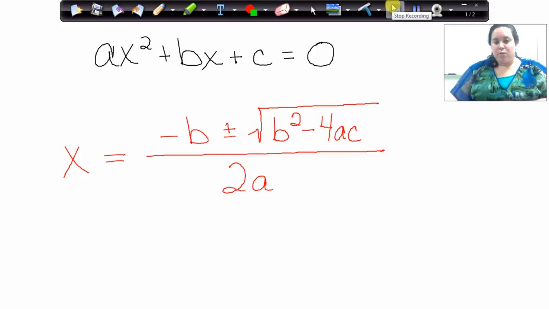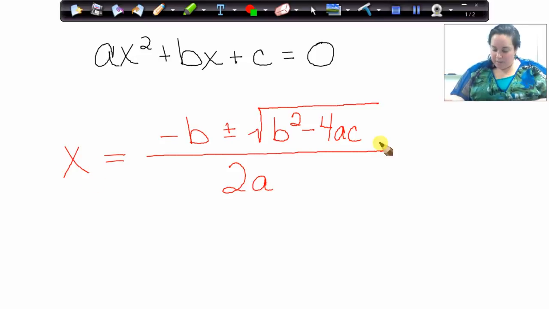Another way to solve quadratic equations is by using the quadratic formula. So if we have a quadratic equation written like this, ax squared plus bx plus c equals 0, this is in standard form, then we can use the quadratic formula x equals negative b plus or minus the square root of b squared minus 4ac all over 2a to help us solve for x.